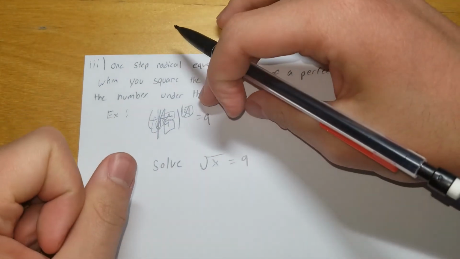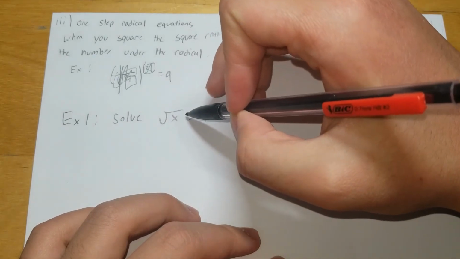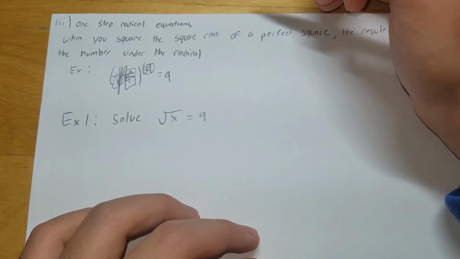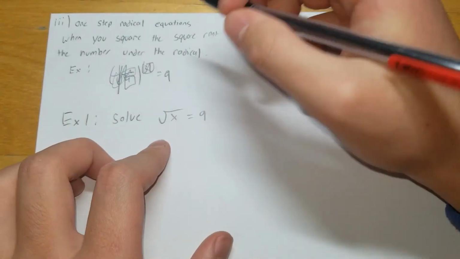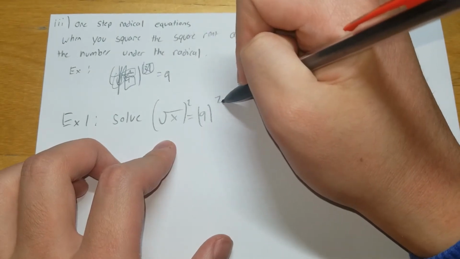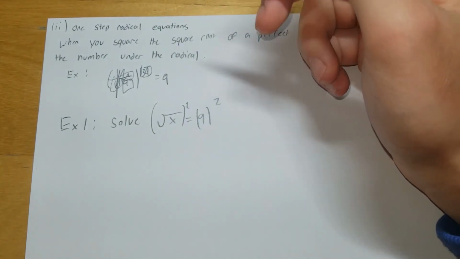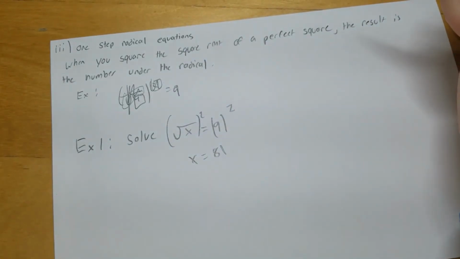So let's try it out. This can be applied to equations. Radical x equals 9. What do you have to do? First, you always have to cancel out this radical. So what do you have to do for that? Square it. Square both sides. And so what you would be left with is x equals 81. And that would be your final answer.